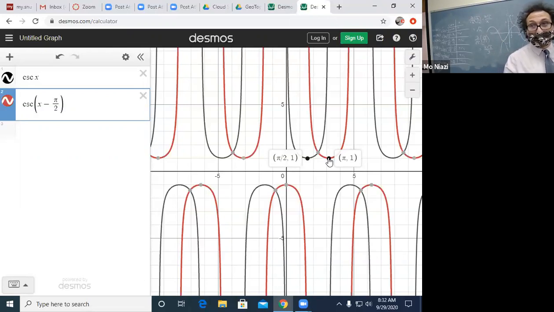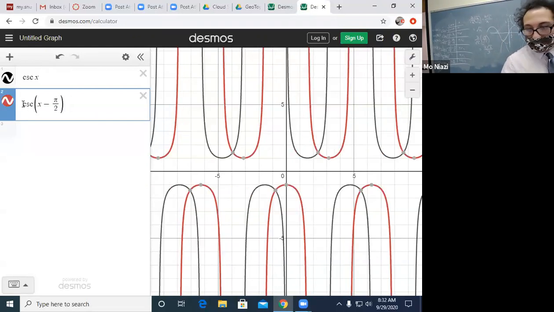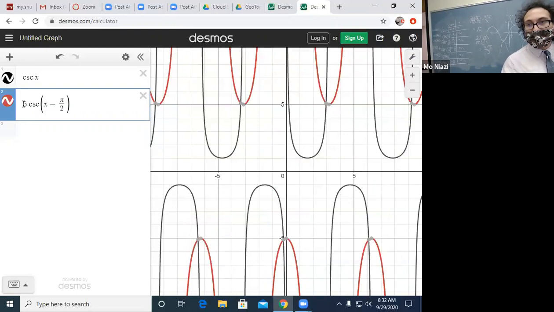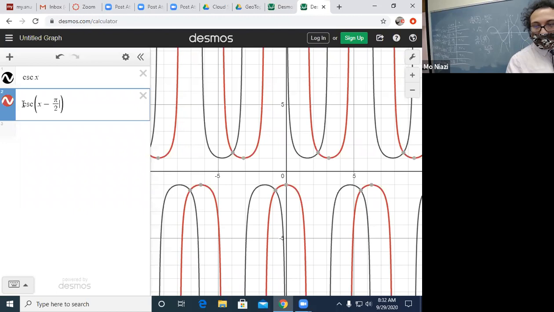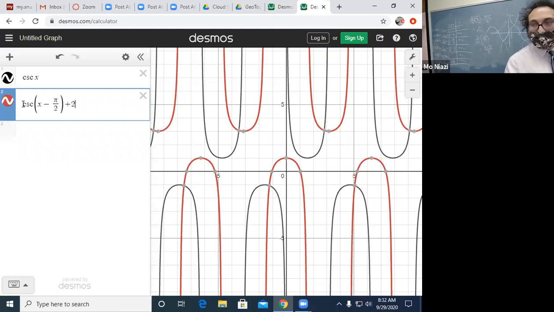So yes, absolutely. So what would happen if now I put a negative on it? That one's a little harder to see. What would happen if I were to change its amplitude? That one's easier to see. What would happen if I were to give it a vertical shift? You see that? So it's not dependent on the, in this case, the sine graph to shift, right? All the rules apply.